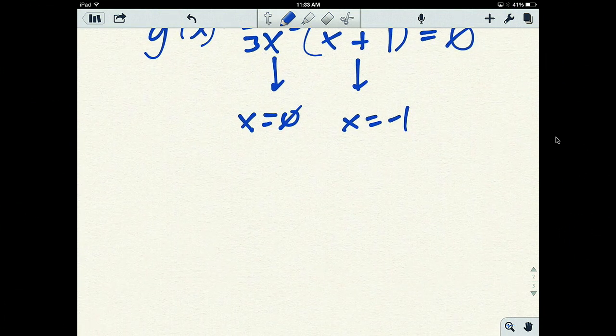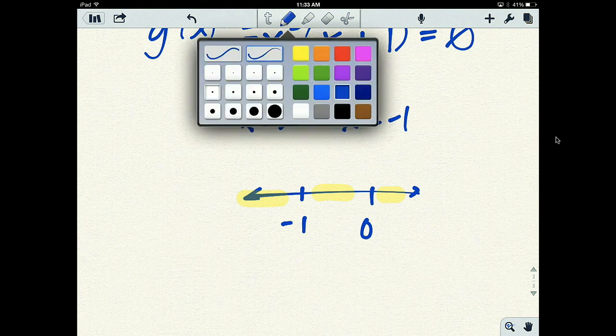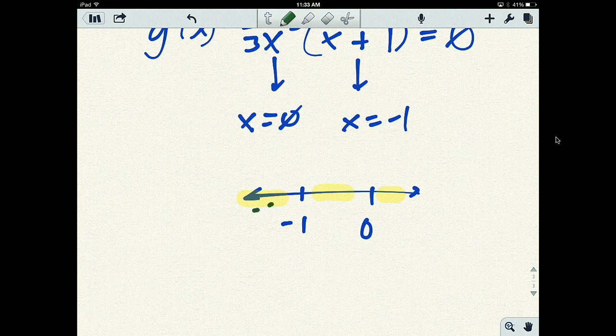So the next step I did was I put a number line, putting it in order, negative 1 and 0. And again, I have 3 intervals. I have one interval here, interval number 2, and here's interval number 3. I just don't know, is it increasing or decreasing at these intervals? So what I did is I tested some numbers. Again, the easiest number to test here is going to be negative 2. Here's going to be negative half, and here's going to be 1. Okay, I'm going to test some numbers to see what the sign is at those intervals.